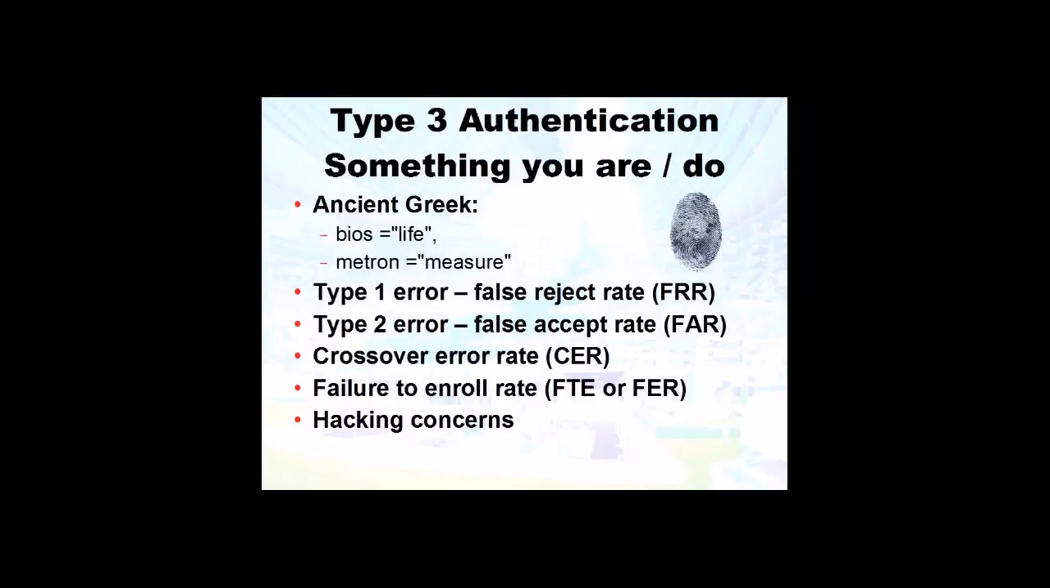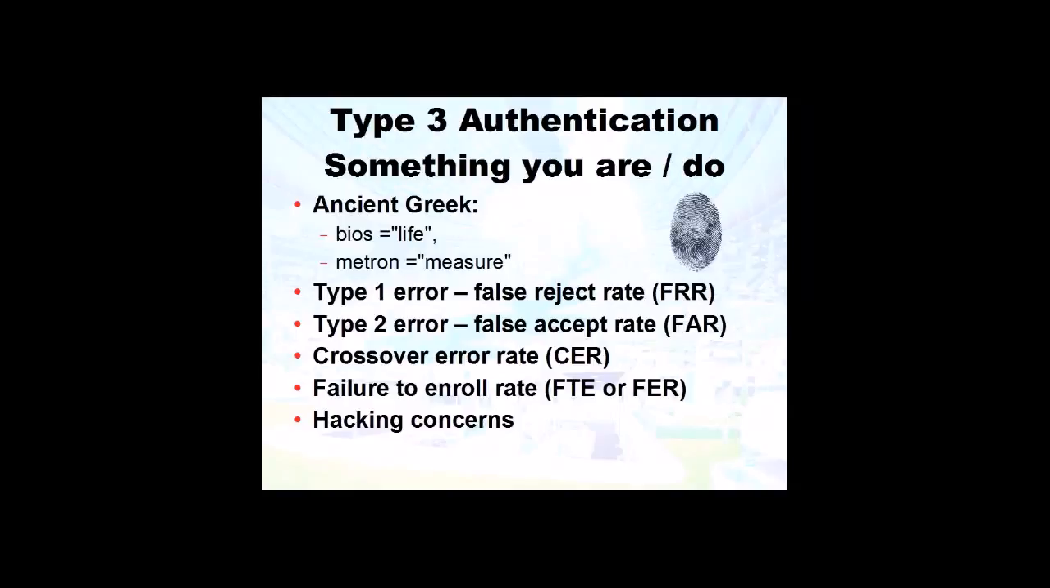Oh, we're getting too many type 1s, back off the level of detail. Oh, too many type 2s, make it more sensitive. Okay, we just got 4 and 4. That's a crossover error rate. The lower the CER, the more accurate the system. Try getting a fingerprint on a mechanic.